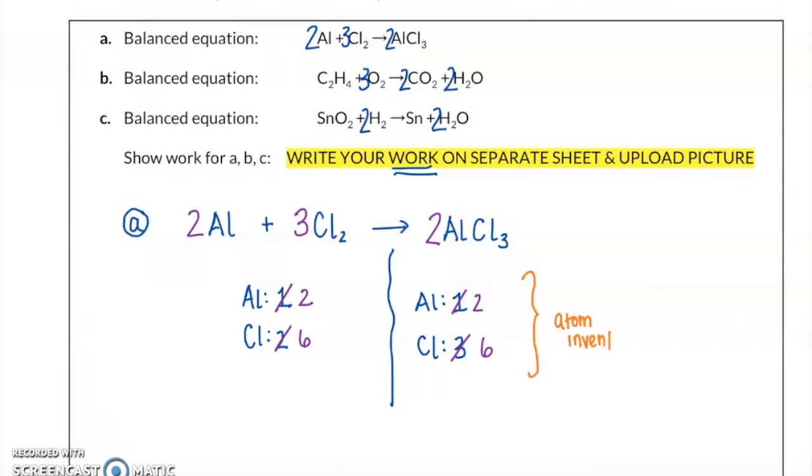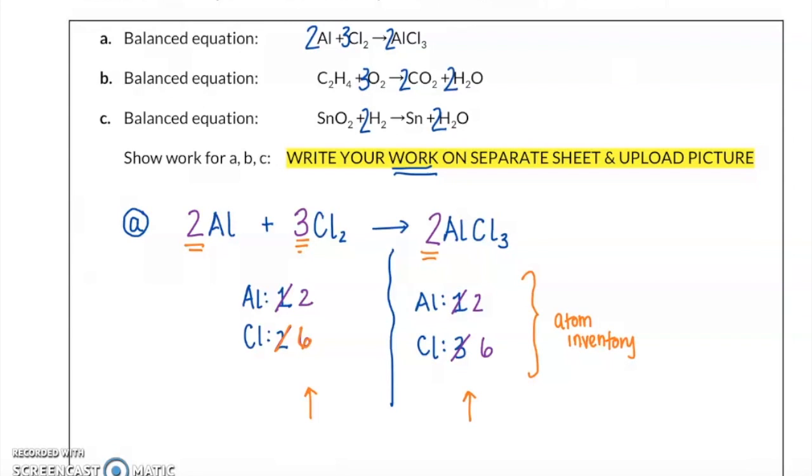And then as you play around with the coefficients, as you add the coefficients up here, you should be updating your atom inventory. You can see that here by the cross out and then the new number. Remember that your goal is to show conservation of mass, meaning that the total number of atoms of that element in the reactants should equal the total number of atoms of that element in the products.